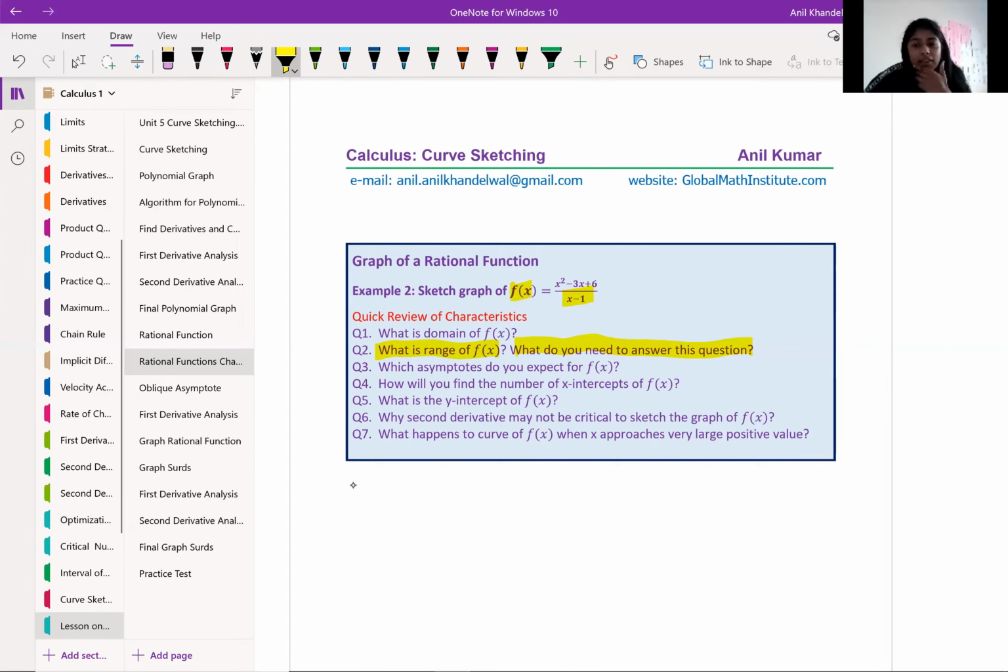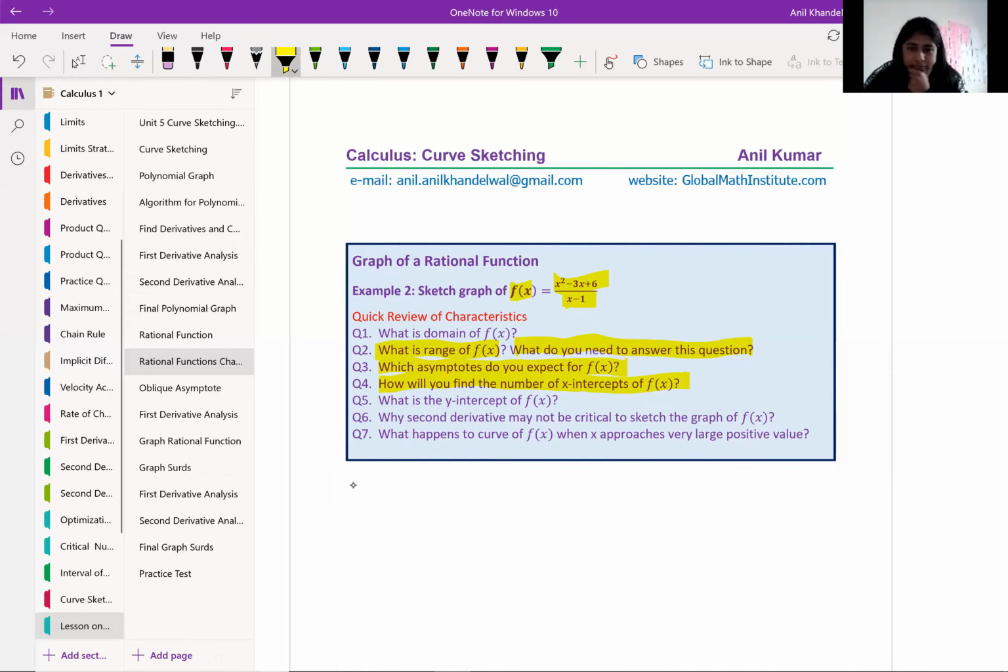Which asymptote do you expect for f of x? Tell me. Vertical asymptote at x equals 1, and oblique asymptote. Why oblique? Because the numerator degree is one higher than the denominator degree. Good job. So that is perfect, right? That's correct. And how will you find the number of x-intercepts for this particular function?